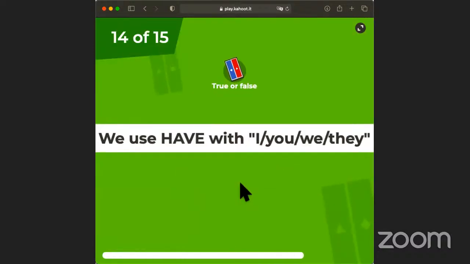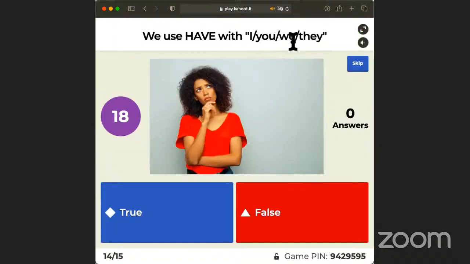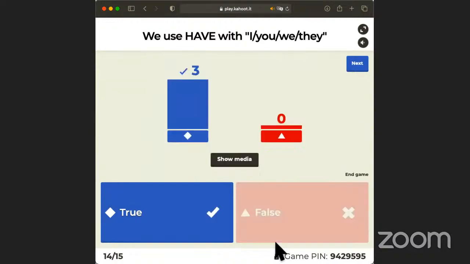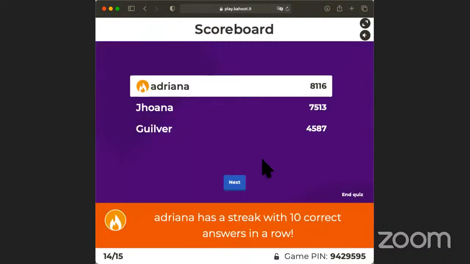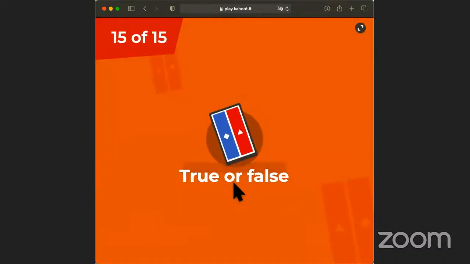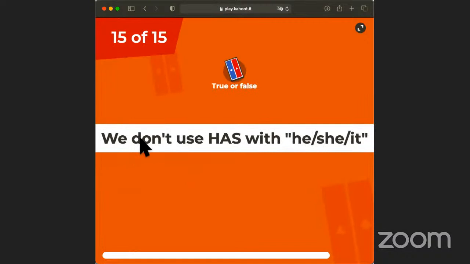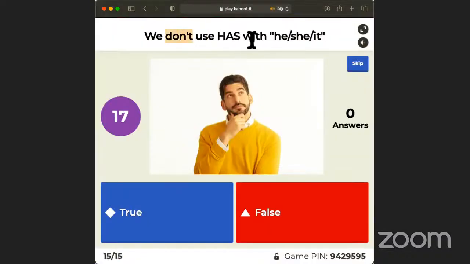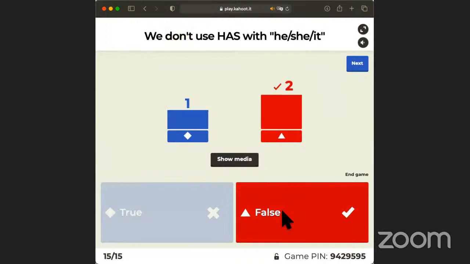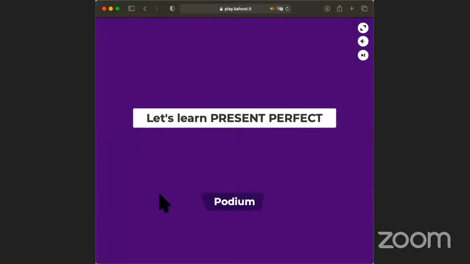True or false? We use have with I, you, we, and they. True or false, guys? Great job. So it's true. We use have with all of those subjects. And has: we don't use has with he, she, it. True or false? Great, false. This is negative, no? So we use has. Joanna, so you made a mistake, I guess. Okay.